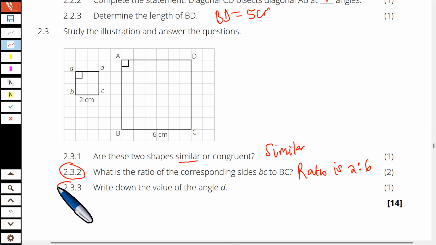Okay, if you look at 2.3.3, write down the value of D. Is it 2 centimeters? Please come again. 2 centimeters.